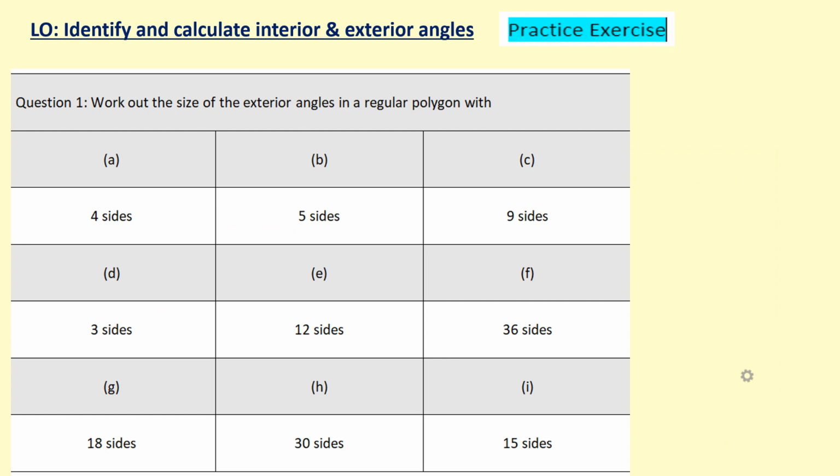So we have a set of practice questions. I want you to give yourself 6 minutes. Please make sure you challenge yourself with this time accordingly. Use 6 minutes only, so set a timer and away you go. Go and find them exterior angles. Press play when you're ready for the answers.